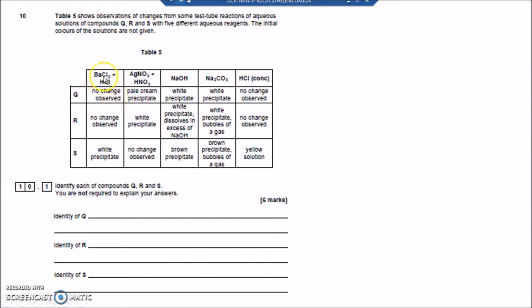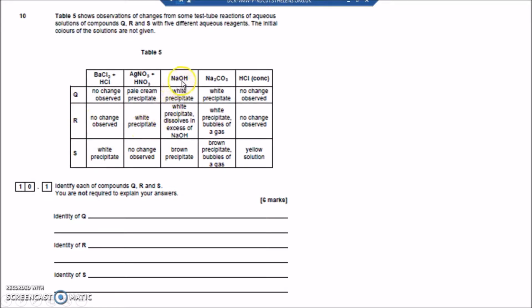Barium chloride. Barium chloride is used to test for sulfates because it makes barium sulfate, used in barium meals. So this is some kind of sulfate here. These two are not sulfates. Silver nitrate with nitric acid. That's used to test for chlorides, bromides and iodides. Silver chloride is a white precipitate, so R is something chloride. And a cream precipitate is a bromide, so Q is something bromide. So we've got something sulfate, something chloride and something bromide. A bromide, a chloride and a sulfate.